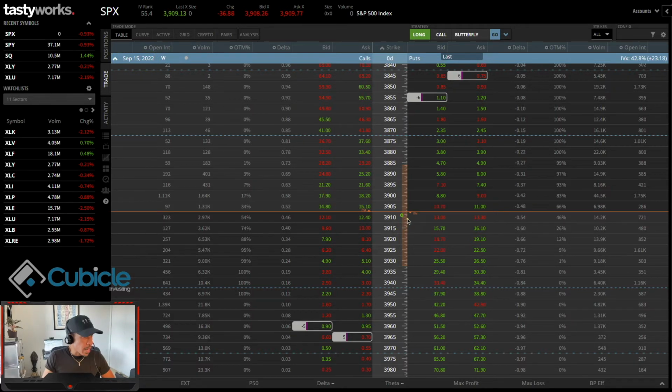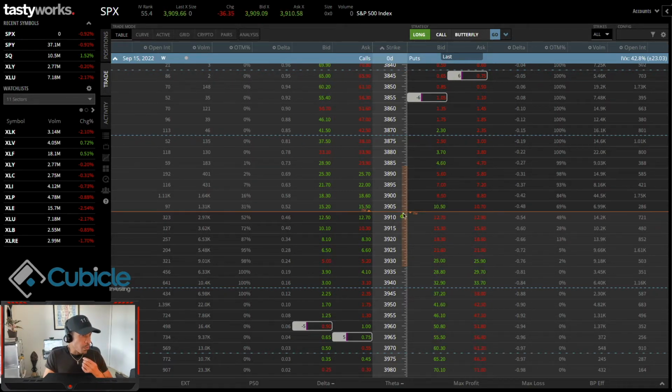And so, this circle here represents the current price of SPX, and as you can see here, I have on two positions. Actually, I have three positions on. All right, so I have a vertical put credit spread where I sold the 38.55 for six contracts, and I bought the 38.45 for the same number of contracts.